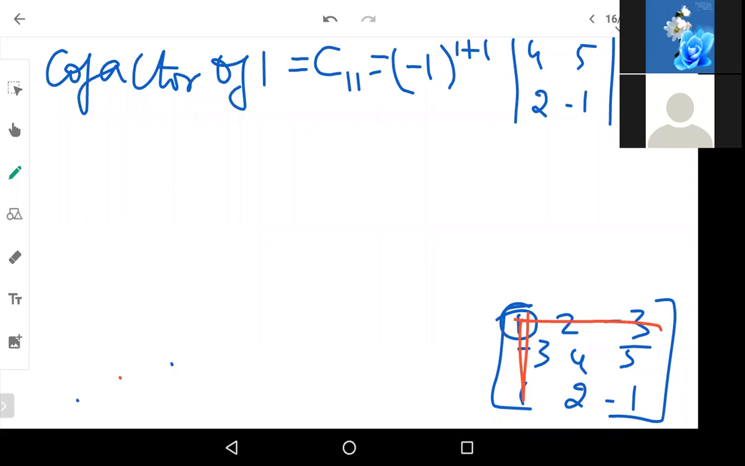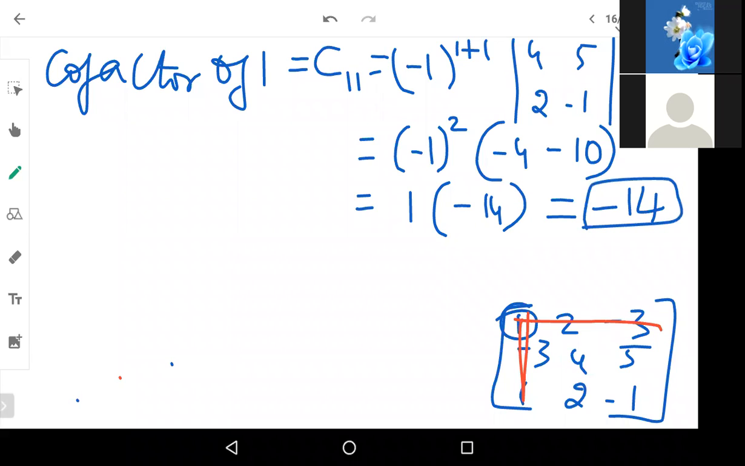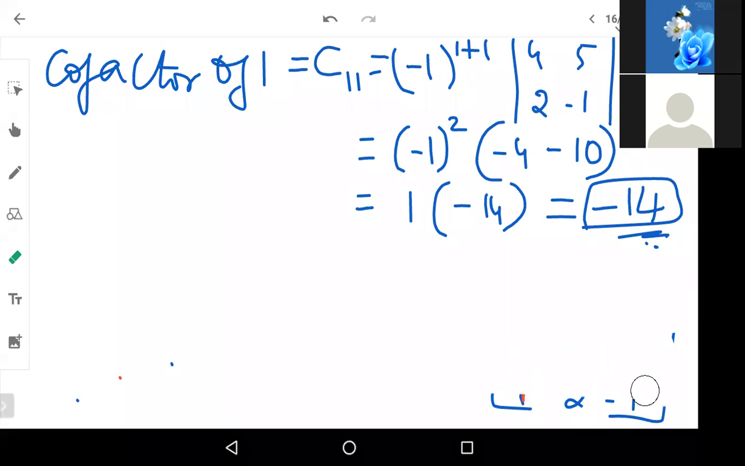Understood? Now simplify this. Minus 1 square into 4 into minus 1 is minus 4, minus 5 2s are 10. So minus 1 square is 1 into minus 4 minus 10 is minus 14. So the cofactor of 1 will be minus 14. Correct? Okay.